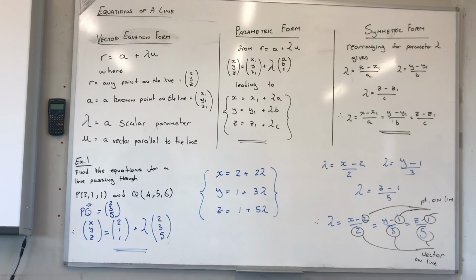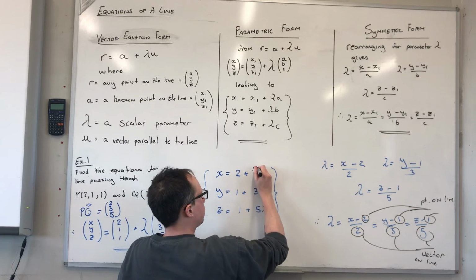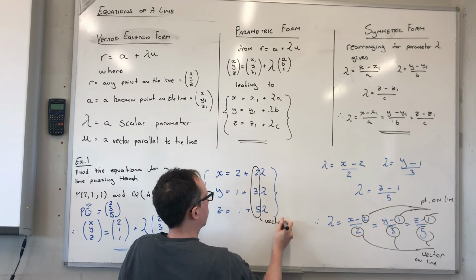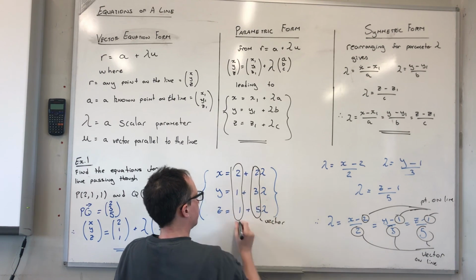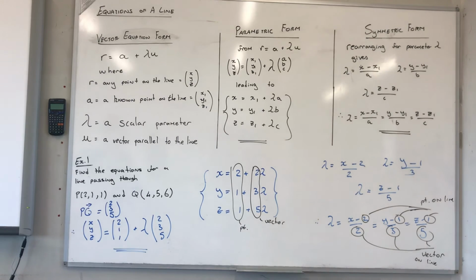And again, we can do that for the parametric form. The coefficient of lambda is a vector, and the other number is going to be the point. Okay? So that is the three different equations of a line.